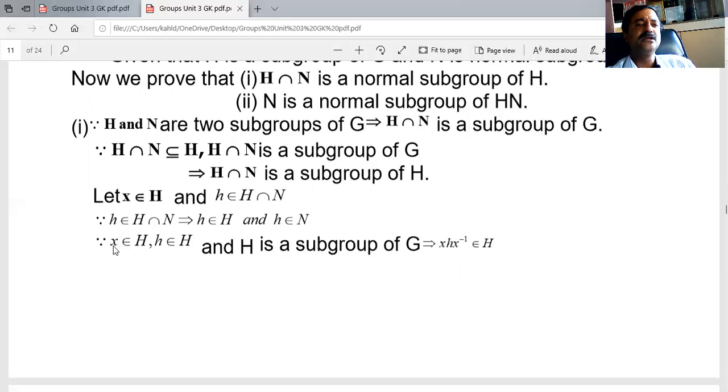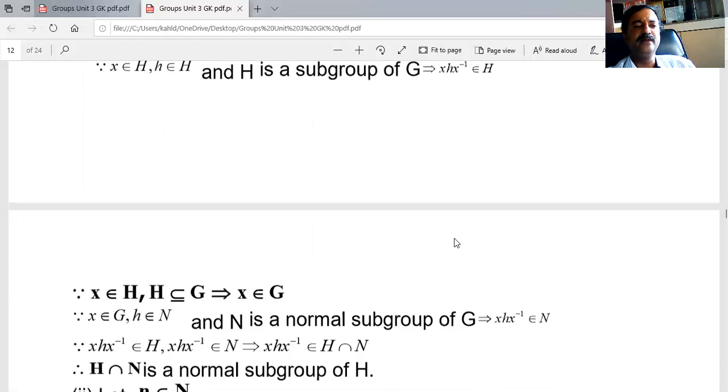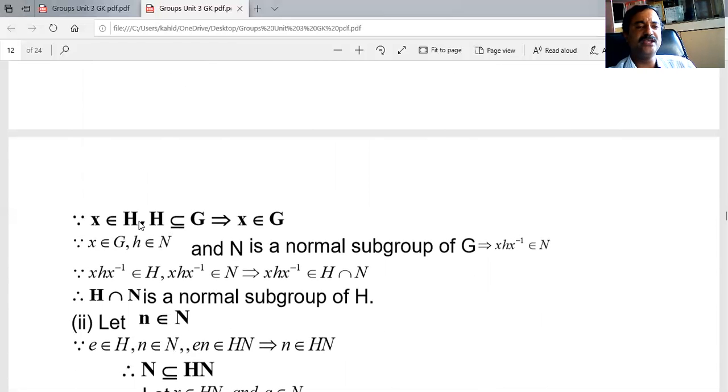Here small x belongs to capital H, small h belongs to capital H, and H is a subgroup. That means by closure law, xh belongs to H. We know that, and also x inverse is in H. That means xhx inverse is also in H. Next, we have x belongs to H and H is a subset of G, so all the elements of H are in G. That means x is in G.